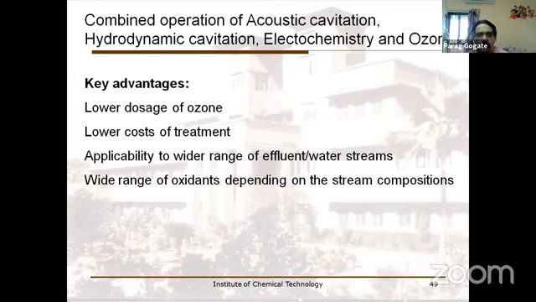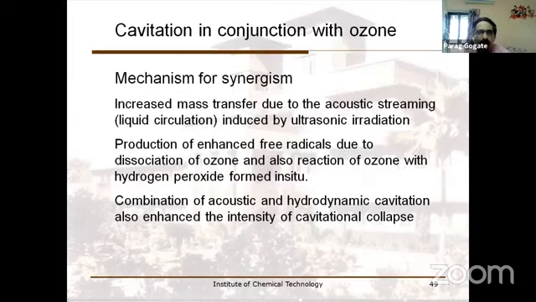You will have applicability to wider range of effluent and water streams. Why? Because you are having different oxidants in the system. So I'll have hydrogen peroxide which will be generated. You'll have hydroxyl radicals which will be generated. You're also introducing ozone. So ozone itself is an oxidant. If some amount of chlorine is present, say your application is based on presence of salts, then definitely you can generate chlorine-based oxidant. So it will give you applicability to wider range of effluent and water streams. And as I said, generating wider range of oxidants.